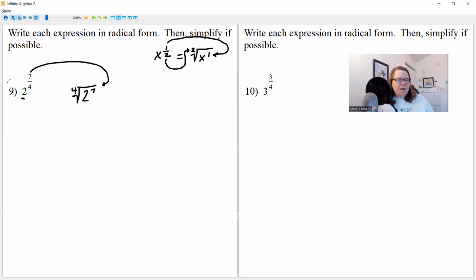Now, if all you have to do is write this in radical form, then you're done. That's your answer. Or you might see it as the 4th root of 2 raised to the 7th power. You'll see it both ways. So if all you have to do is rewrite it, then that's all you have to do. You're done. That's your answer, whichever way makes more sense to you. But if we're going to simplify this, if we can, I'm going to use this one. This makes more sense to me in terms of what this is saying.